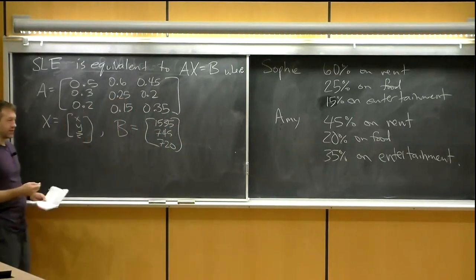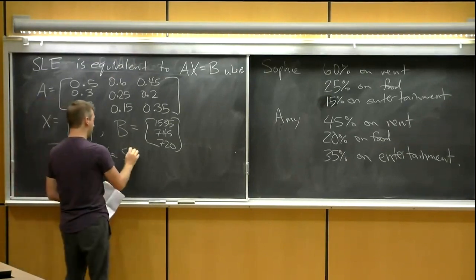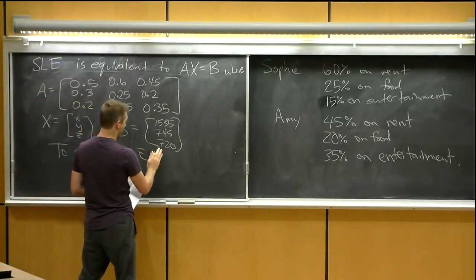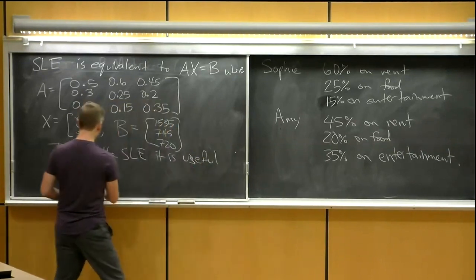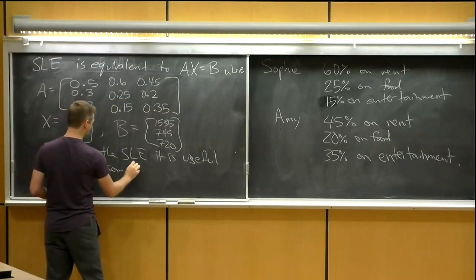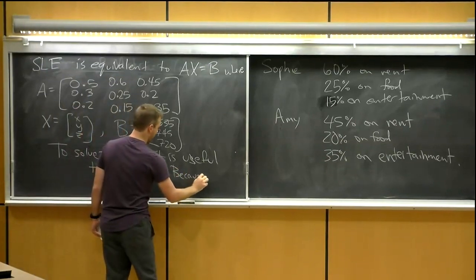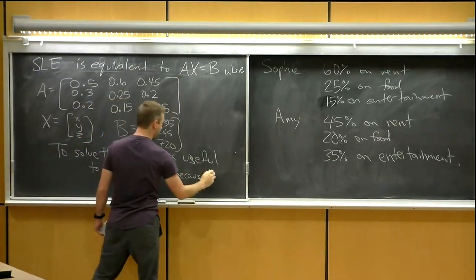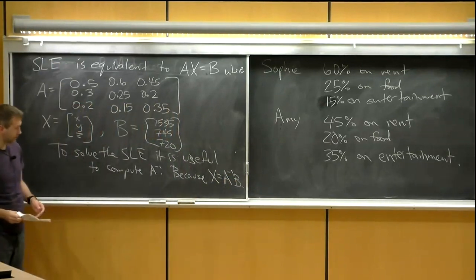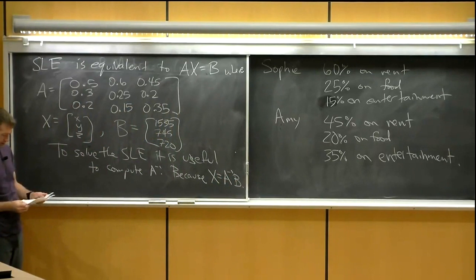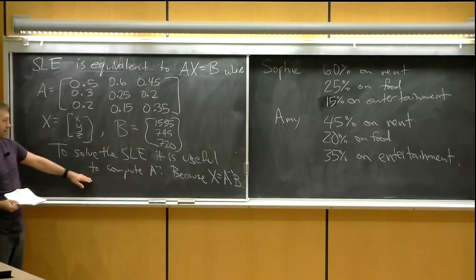Okay, so to solve the system of linear equations, it is useful to compute A inverse, because then if I multiply by A inverse on both sides, you can get that X is equal to A inverse B. Okay, so we're going to do a big Gauss-Jordan elimination to find the inverse.